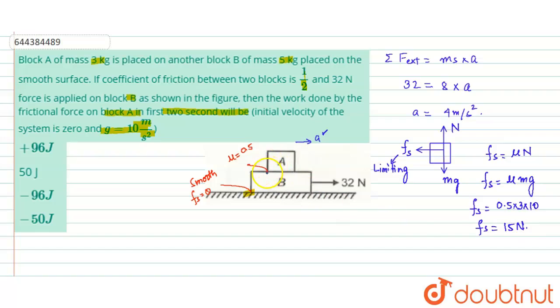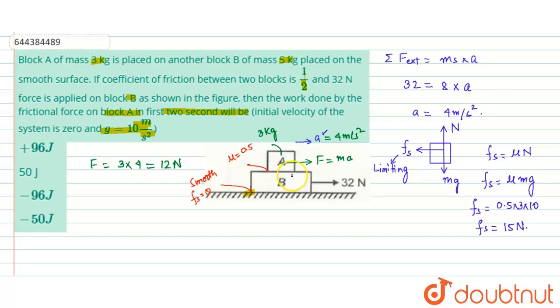Now let us see whether the 15 Newton force will be acting on this block or the friction force will be less. We know the friction force is self-adjusting. So let us see what will be the inertial force acting on this block in this direction. This block has acceleration a, which is 4 meter per second square, and its mass is 3 kilograms, as mentioned in the question. So the force F equals ma, which is 3 times 4, simply 12 newtons. So this is the force that is acting on this.